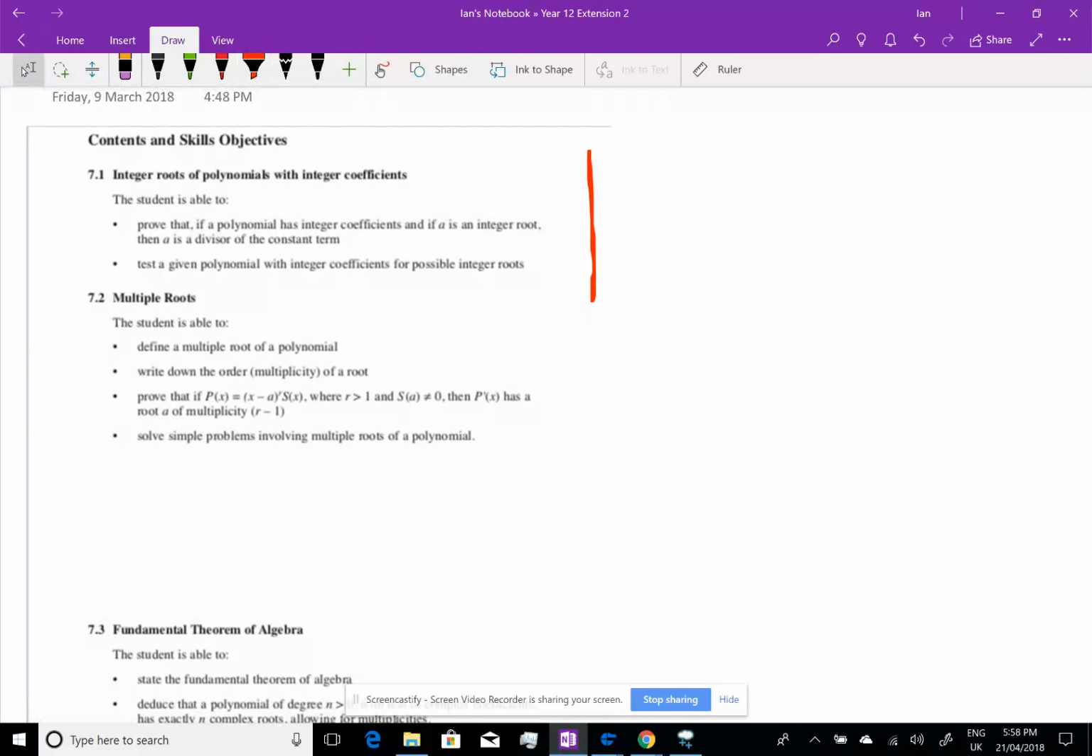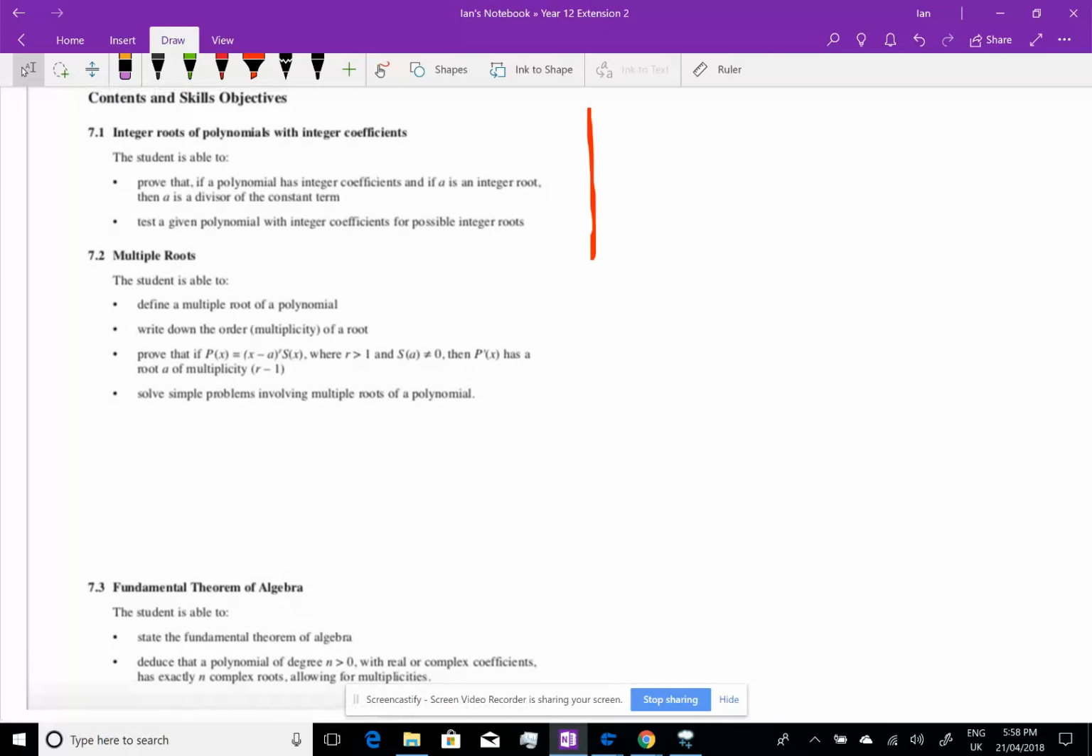Look at the dot point: prove that if a polynomial has integer coefficients and if a is an integer root, then a is a divisor of the constant term, which is just the remainder theorem. And the second dot point: test a given polynomial with integer coefficients for possible integer roots. So that's pretty easy. We know about that. That's the remainder and factor theorem, and we know how to test them by substituting in p of 1 or p of 2 or p of 3 and using that.